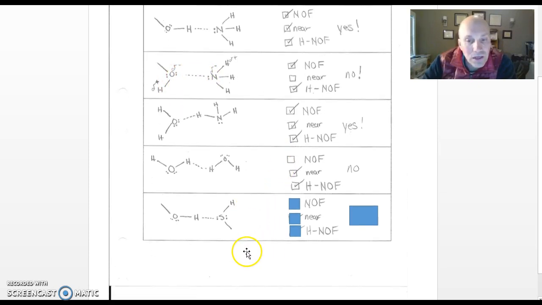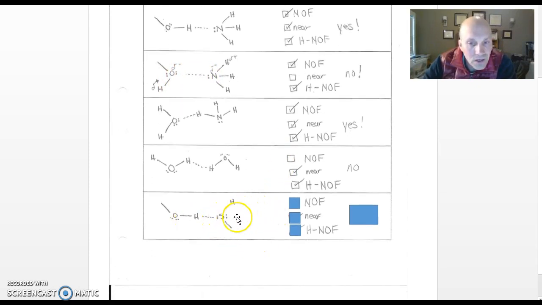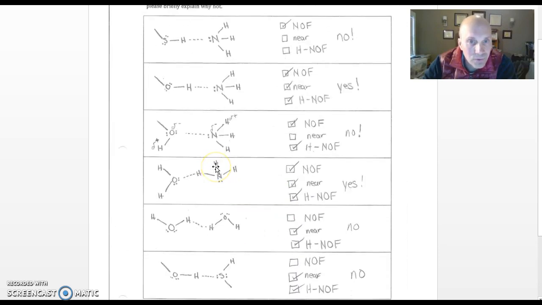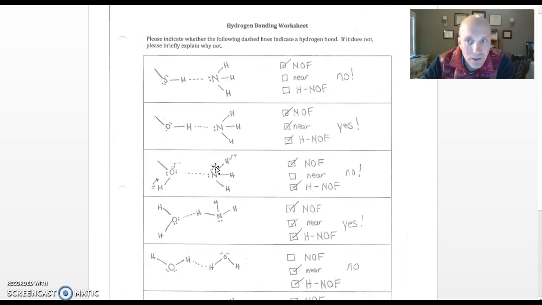So what about this last example right here? This would qualify as an H connected to an oxygen, so that would be an H-NOF. Is it near something else? Yeah, that's near another molecule. And does this then qualify as the last thing that we need? Is that a nitrogen, oxygen, or fluorine? Nope, that's a sulfur, so we can't check that. These guys wouldn't push apart, they wouldn't attract, but it's definitely not a hydrogen bond. I hope those examples give you a better idea about what a hydrogen bond is.